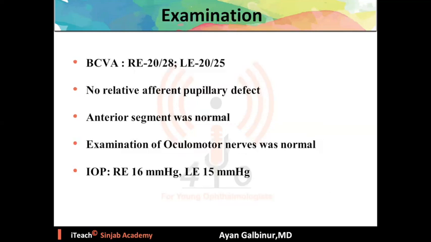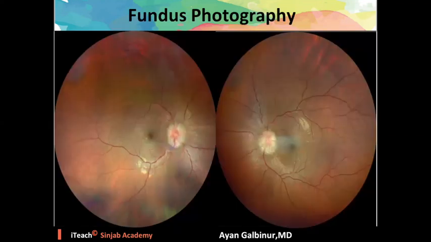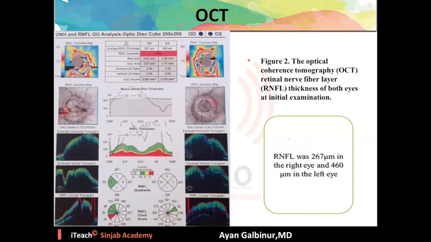On examination, best corrected visual acuity was 20/28 in the right eye and 20/25 in the left eye. No relative afferent pupillary defect was found. Anterior segment was normal, examination of oculomotor nerves was normal, and intraocular pressure was also normal. Fundus photos of both eyes at initial examination demonstrated moderate bilateral optic disc edema. On OCT, the retinal nerve fiber layer thickness was 267 micrometers in the right eye and 460 micrometers in the left eye.